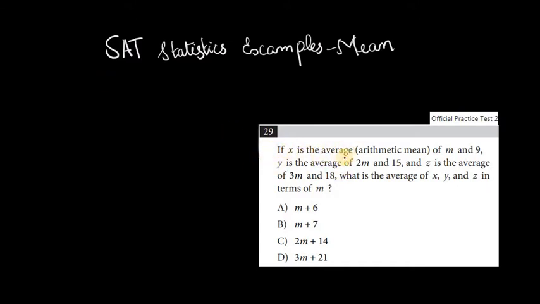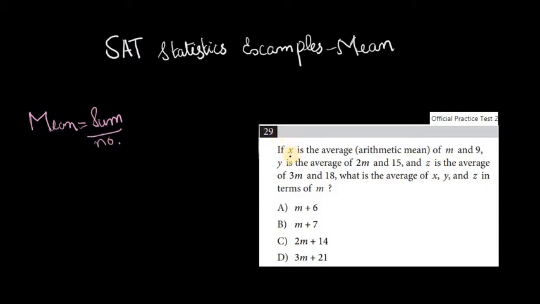If x is the average or arithmetic mean of m and 9, y is the average of 2m and 15, and z is the average of 3m and 18, what is the average of x, y, and z in terms of m? So let's just remind ourselves of what the mean was. As we learned in the last video, the mean of any data set is equal to the sum of the numbers divided by the number of numbers that you have. So I'm going to use this to find out each of these numbers.